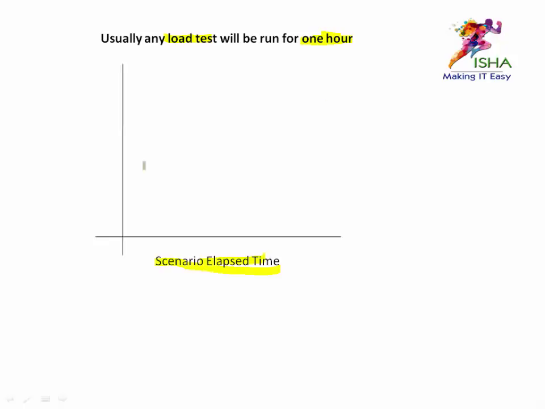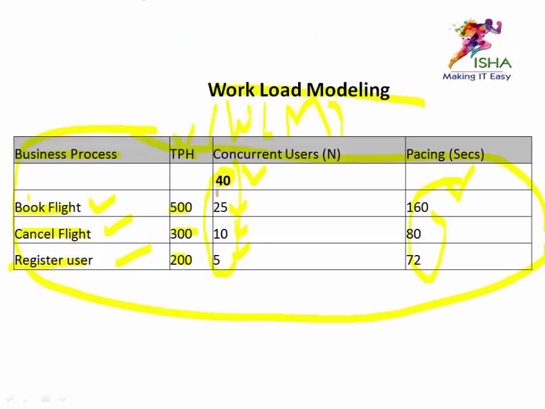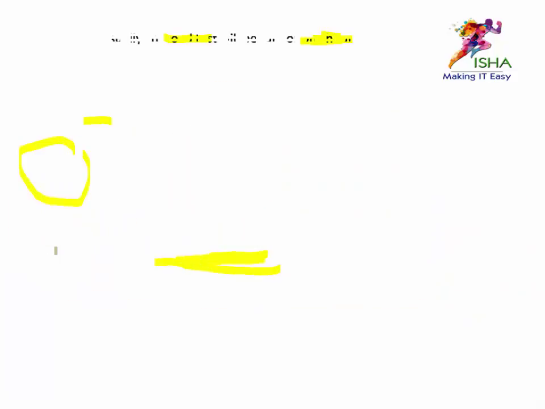Okay. So 1 hour is what you will run. That's the scenario elapsed time. And on the y-axis, you have the number of concurrent users, and you have 40 here. How do I know I have 40? From this workload modeling sheet, the total number of users is 40, which you have broken down into 25, 10, and 5 based on the business processes or scripts.